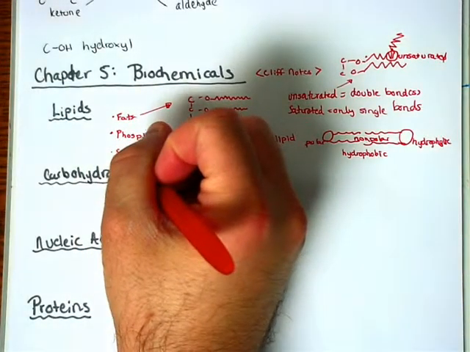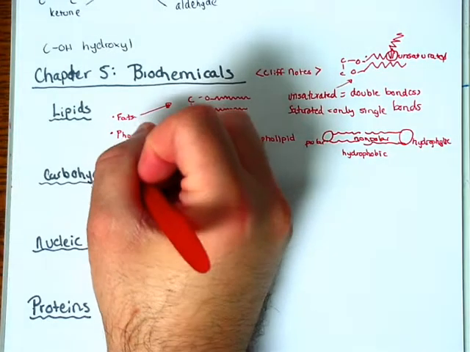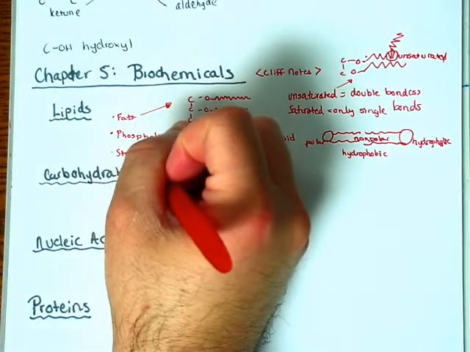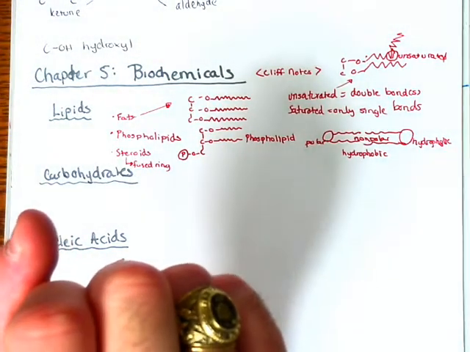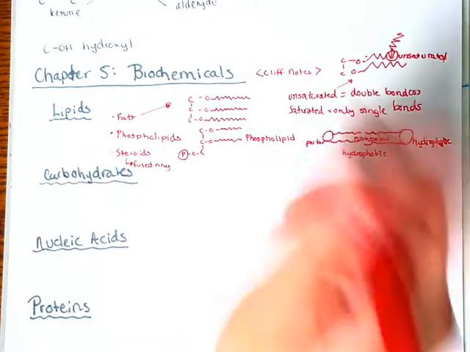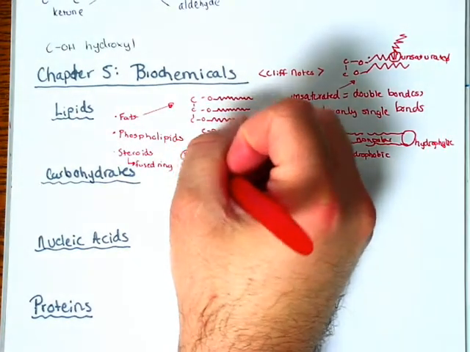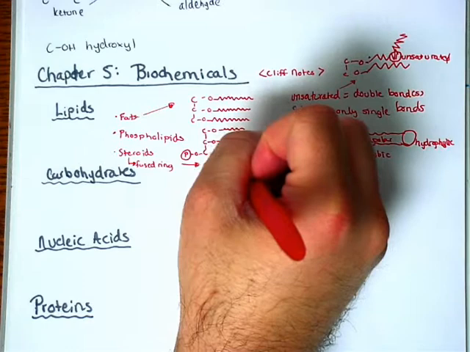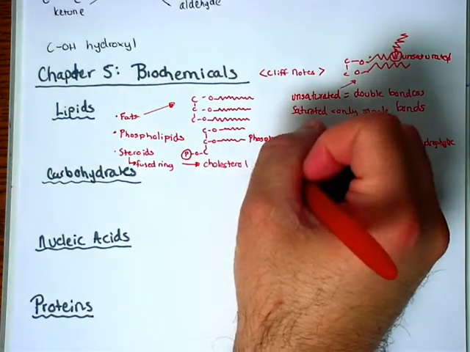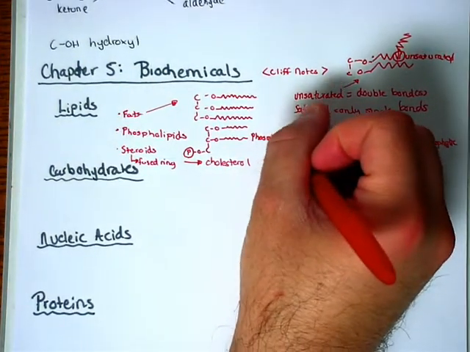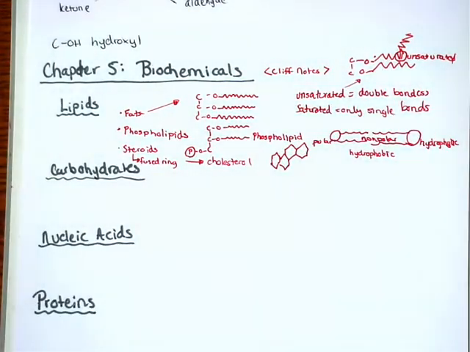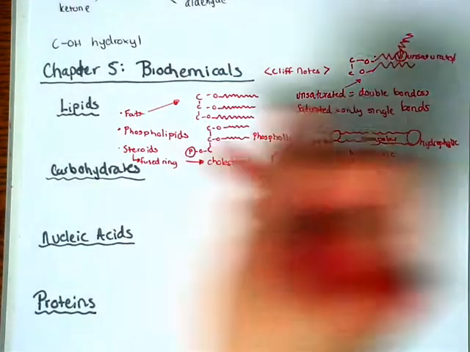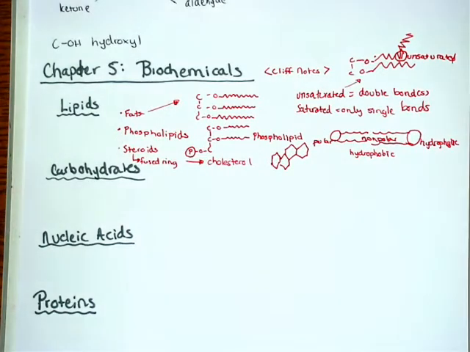Then steroids, remember they always have a couple of fused rings, and that's the way you can tell that you have a steroid. What's the most common steroid out there? Very good. Cholesterol. Right there. Now the different steroids are going to have different little modifications at these different carbons, and that's what makes them, well, of course, unique.